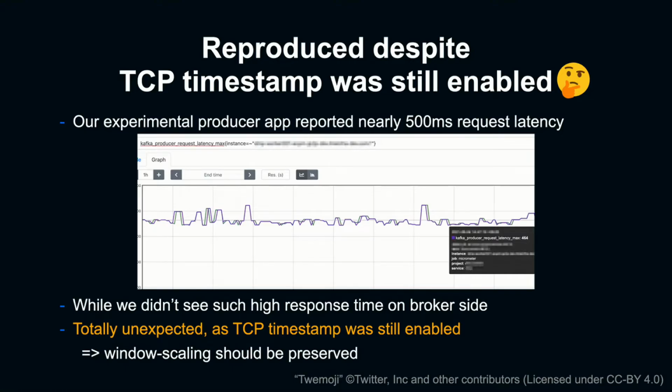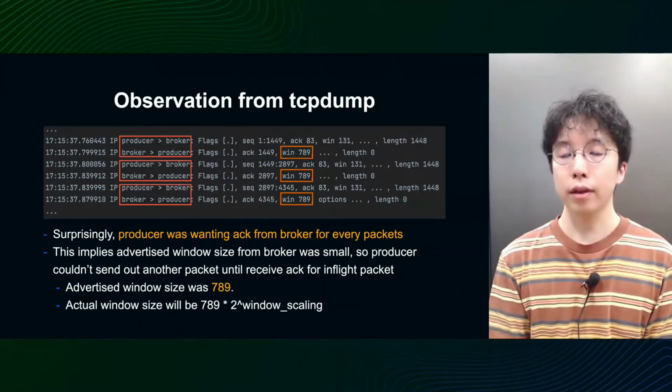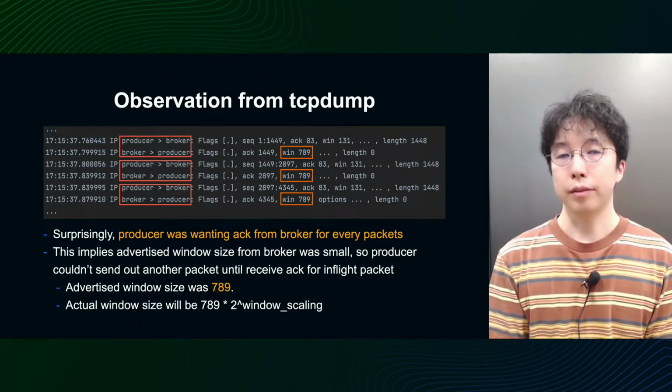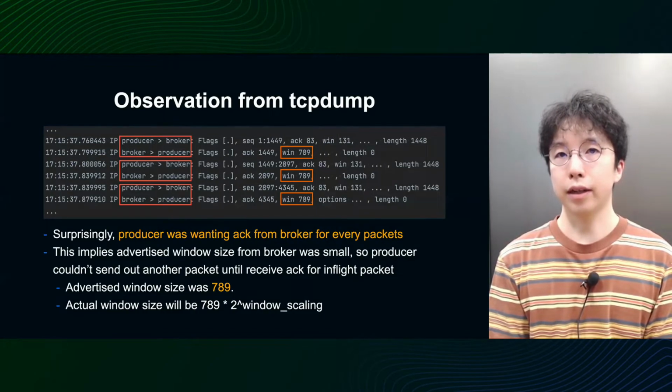As a result, unexpectedly, the problem reappeared at the stage before disabling the TCP timestamp, that is, when window scaling was supposed to be enabled. Just like in the production environment, the request latency on the producer side was extremely high at 500 milliseconds, but the response time on the broker side was quite normal. When we took a TCP dump, we found out that the producer was waiting for an ACK from the broker every time it sent a packet, which was a surprise.